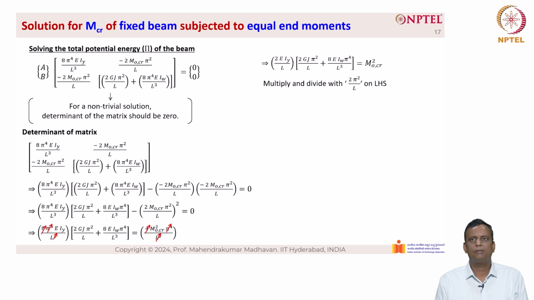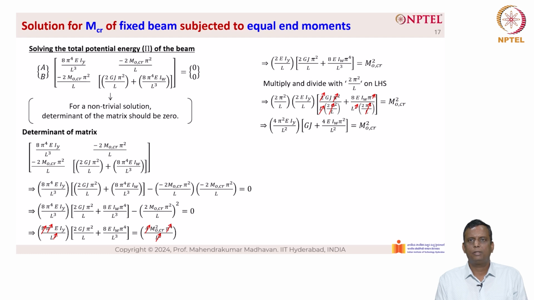So we multiply and divide with 2 pi square by L on the left hand side. We further simplify this and we get the value 4 pi square EIY divided by L square into (GJ plus 4 EIW pi square by L square) equal to M naught square. We can represent the above equation with L by 2, which gives rise to the equation pi square EIY divided by (L by 2) the whole square into [GJ plus EIW into pi square divided by (L by 2) the whole square] equal to M naught square critical.